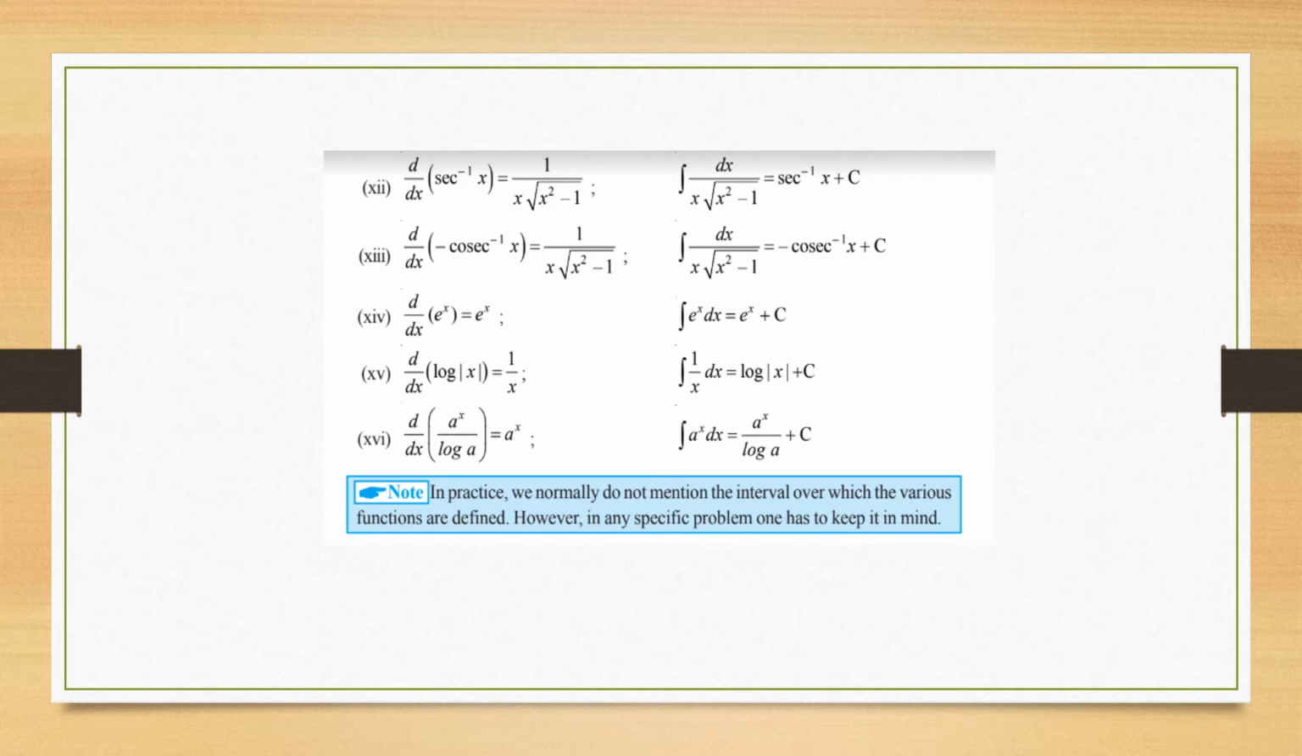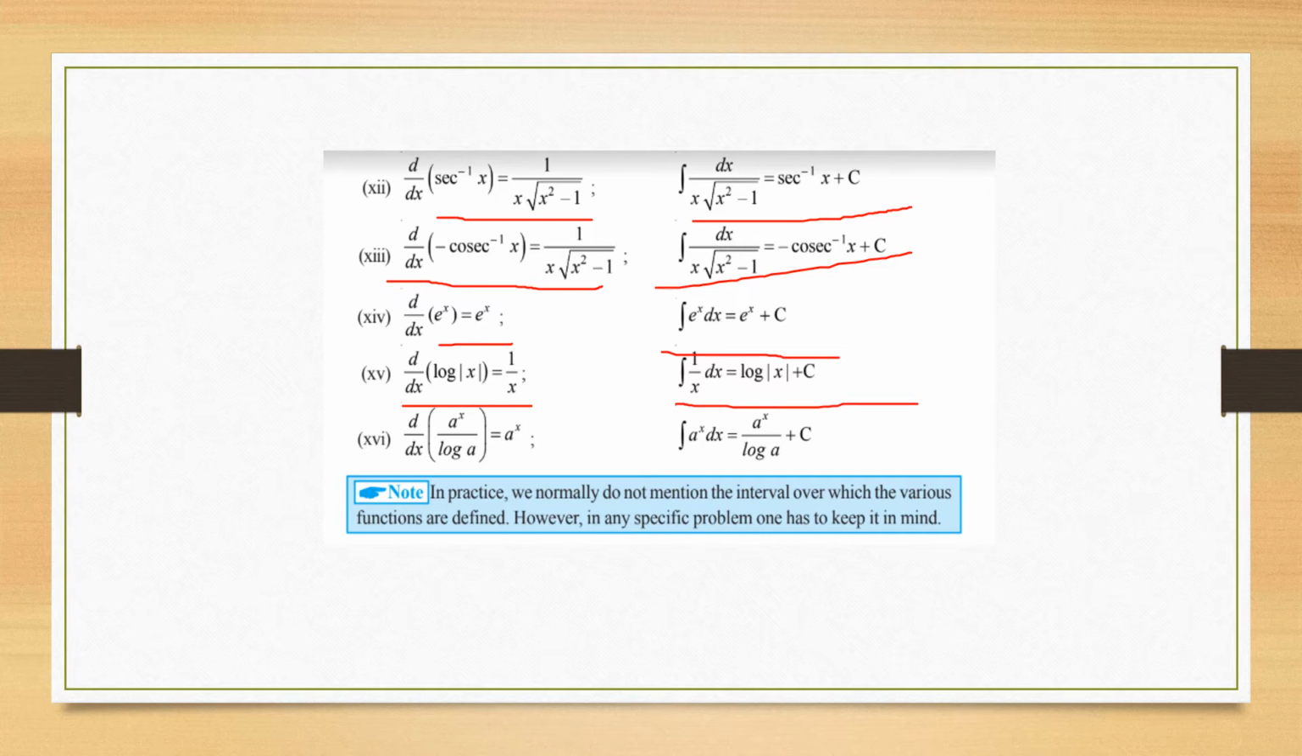Now d/dx of secant inverse x is 1 upon x root x square minus 1. So integral of 1 upon x root x square minus 1 is secant inverse x plus c, or minus cosecant inverse x plus c. Okay, because there is only difference of minus sign. d/dx of e^x is e^x, so integral of e^x is also e^x plus c. d/dx of log x is 1 upon x, so 1 upon x is having integral as log mod x plus c.